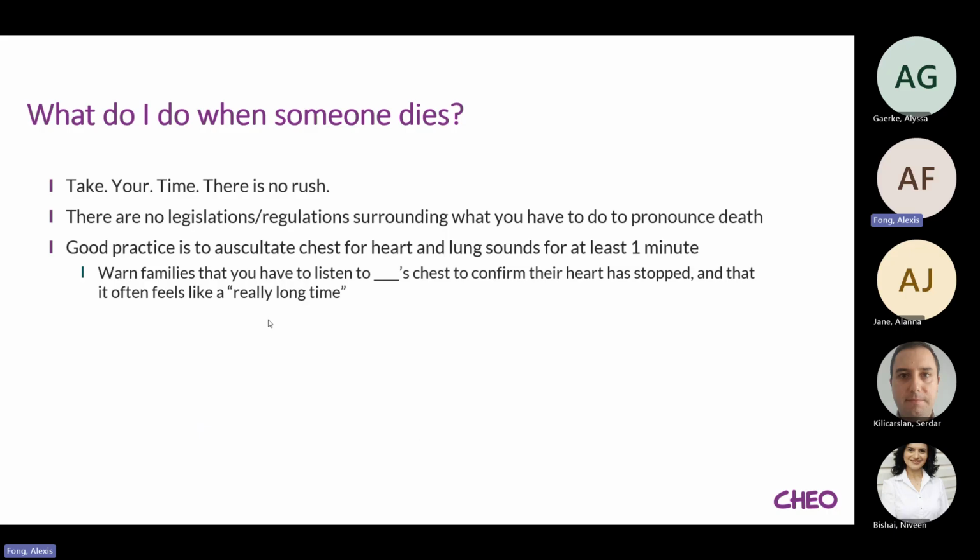So what do you do when someone dies? Please take your time. Once someone has died, most of the time, there is absolutely no rush. There are no legislations or regulations surrounding what you have to do to pronounce death.